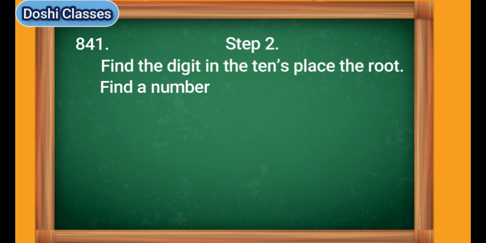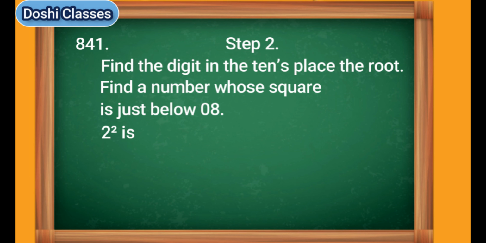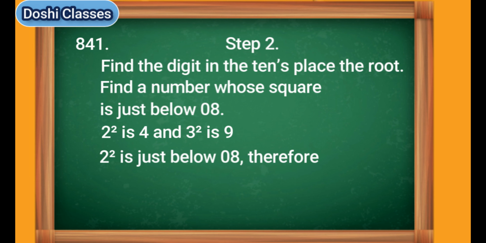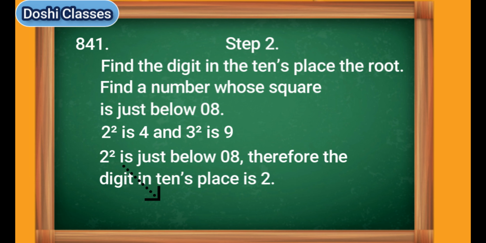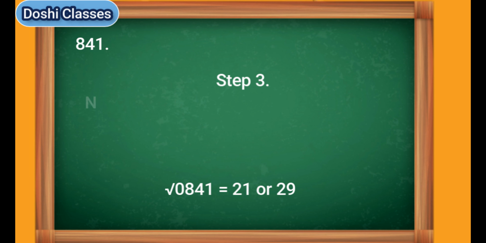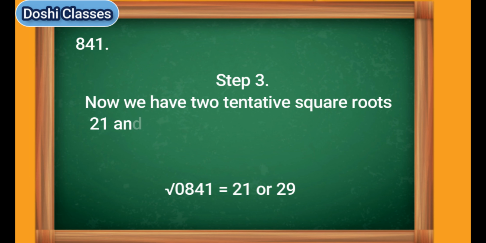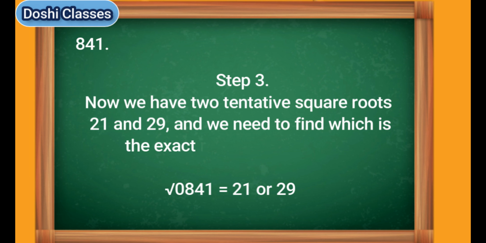Find the number whose square is just below 08. Now 2 square is 4 and 3 square is 9. 2 square is just below 08. Therefore, the digit in the tens place is 2. Now we have two tentative square roots, that is 21 and 29, and we need to find which is the exact square root, 21 or 29.